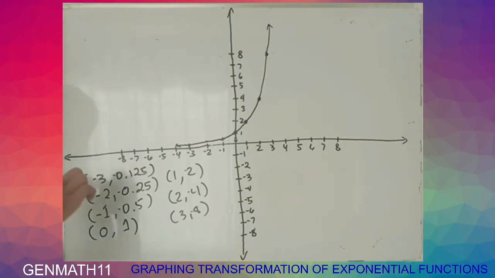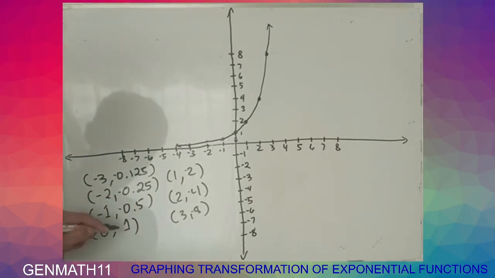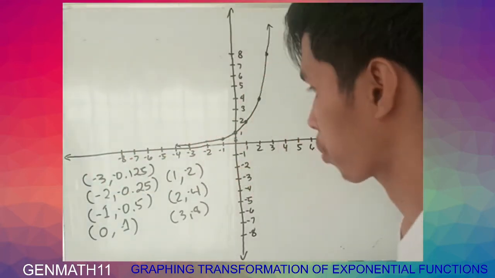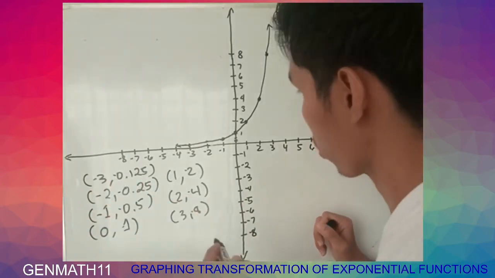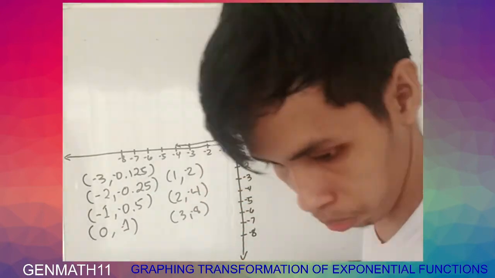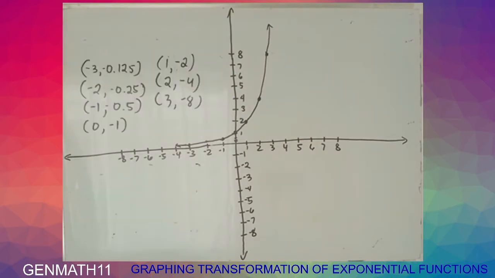Okay? So, graph natin itong set of ordered pairs natin based dun sa table of values natin. Yung value ng y natin naging negative lahat. Ipa-plot din natin siya. So, negative 3, negative 0.25. Okay, so i-graph na natin.